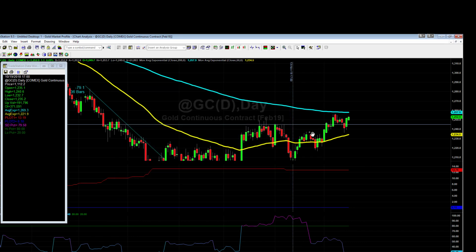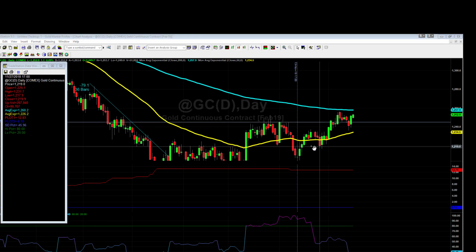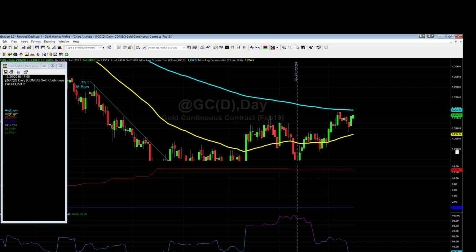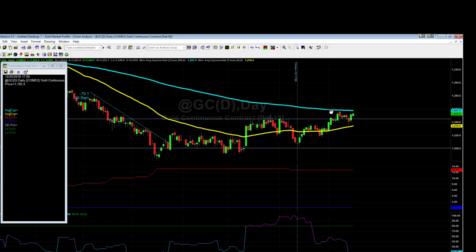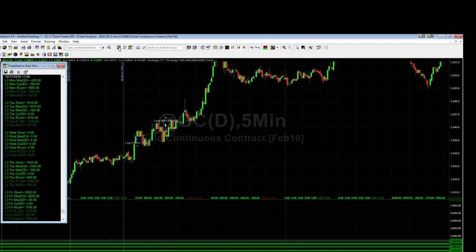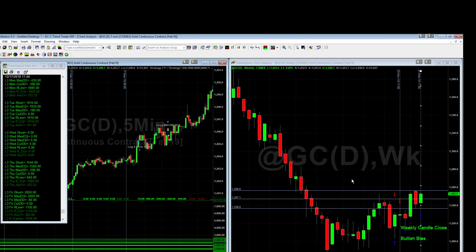So gold on the daily chart has crossed above the 50 period moving average, which would be an indication that we're potentially getting a good bullish run here. Once it closes above that 200, that's a solid indication that we've got a nice bullish gold market. As far as our trades go, we know that we've got a weekly candle close, and we'll just go back to this. Our weekly candle close is bullish. We're closing above, we're moving towards that 50 period moving average.